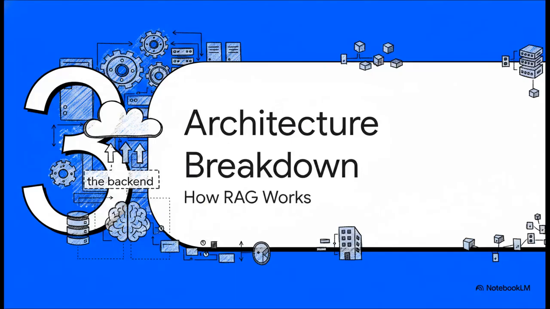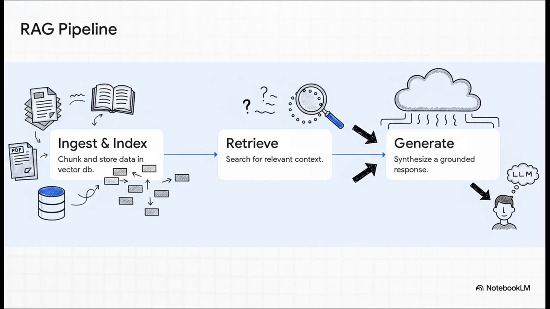Section 3, Architecture Breakdown. Let's look under the hood at how RAG actually works. This might sound super complex, but this massive engineering effort essentially breaks down into 3 really digestible steps. Step 1 is ingest and index. All your PDFs, wikis, and databases are chopped up into smaller pieces, we call these chunks, converted into numerical vector embeddings, and then stored away.